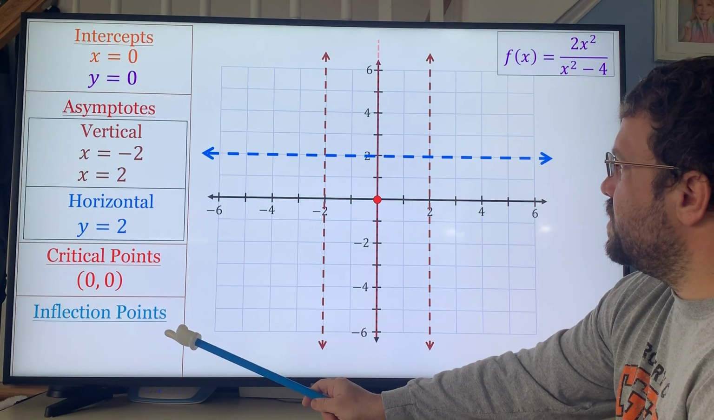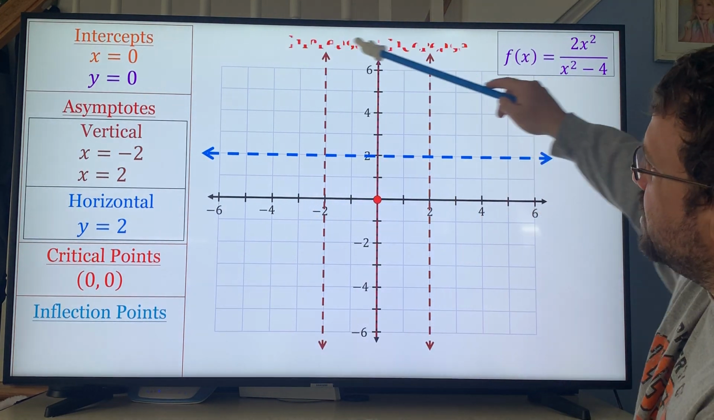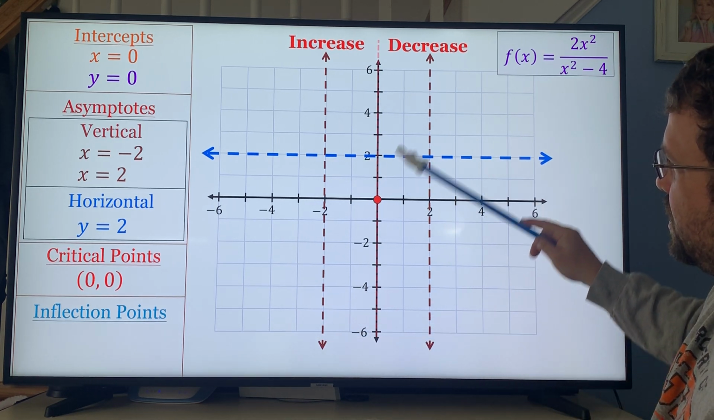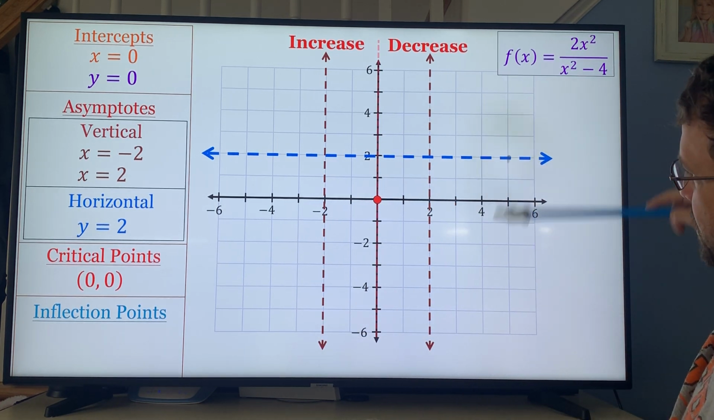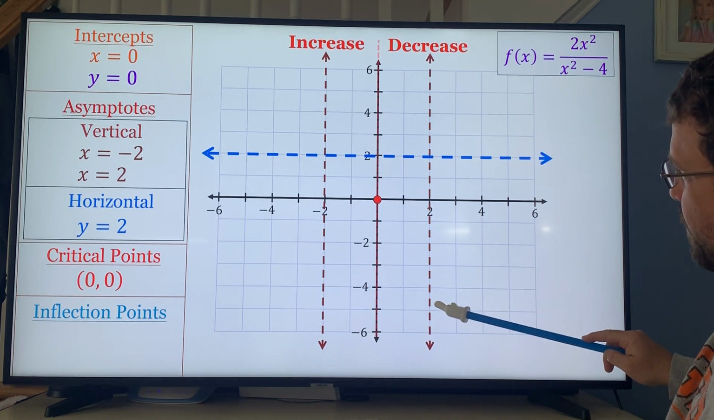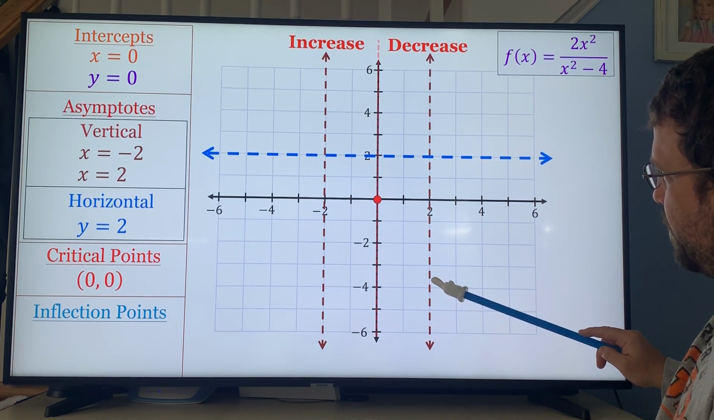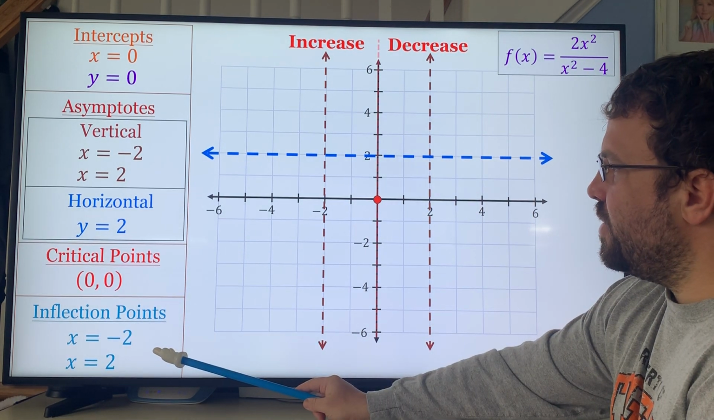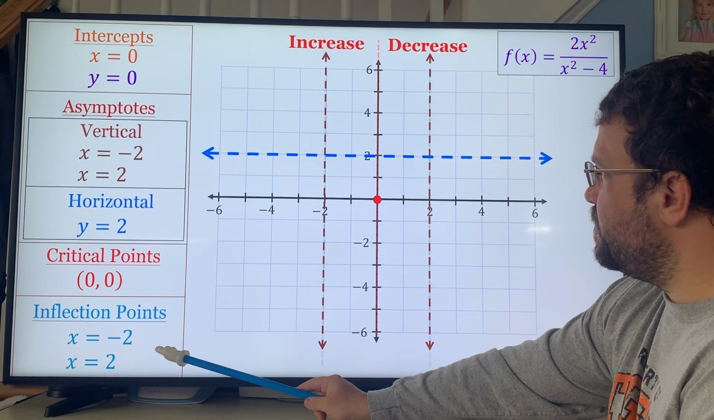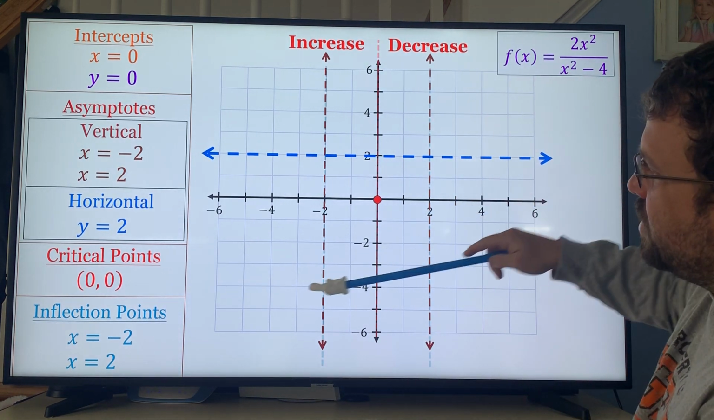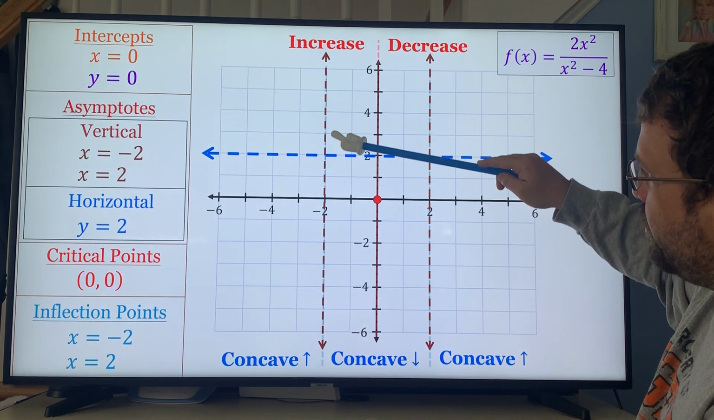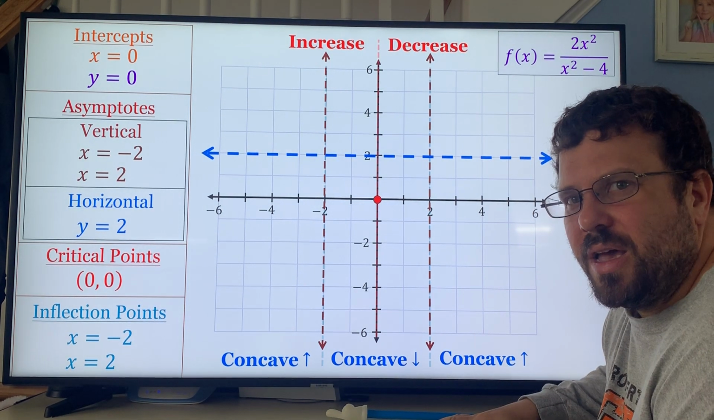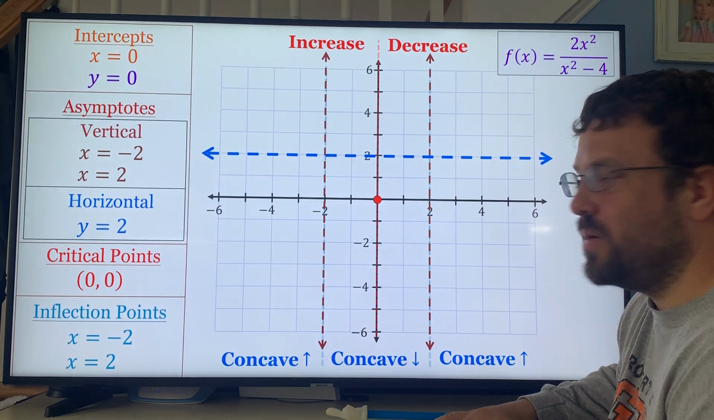Inflection point. So right here, before here, it's going to increase. After here, it's increasing. So our graph is going to go increase, increase, decrease, decrease. So obviously, it's going to go up and down here. Well, we'll see how the other stuff works. Inflection points, negative 2 and 2. We don't know, but that does tell us concave up, concave down, concave up. How in the world does this work? Anyone have a clue?